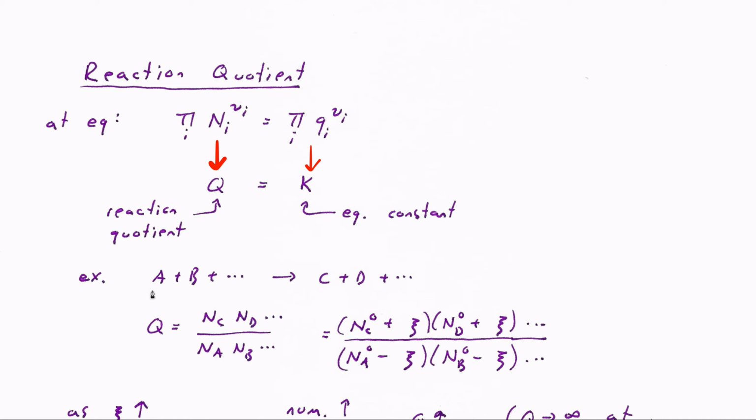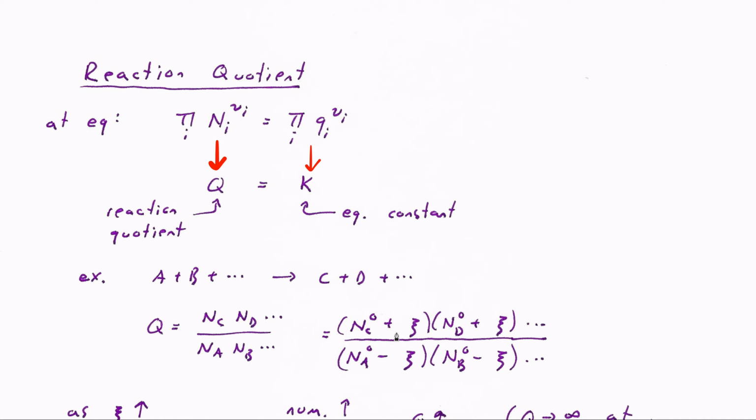So for example, consider just an arbitrary reaction where A plus B and some other reactants might proceed and form C plus D and some other products. The reaction quotient in this case, products over reactants, is molecules of C times D and any other products divided by molecules of A and B and any other reactants. The reaction quotient is the amount of each species present at any given moment. So if the reaction has already proceeded to some degree, the number of molecules of the product is the initial amount plus the extent of reaction. The amount of each reactant is the initial amount that was present minus the extent of reaction.